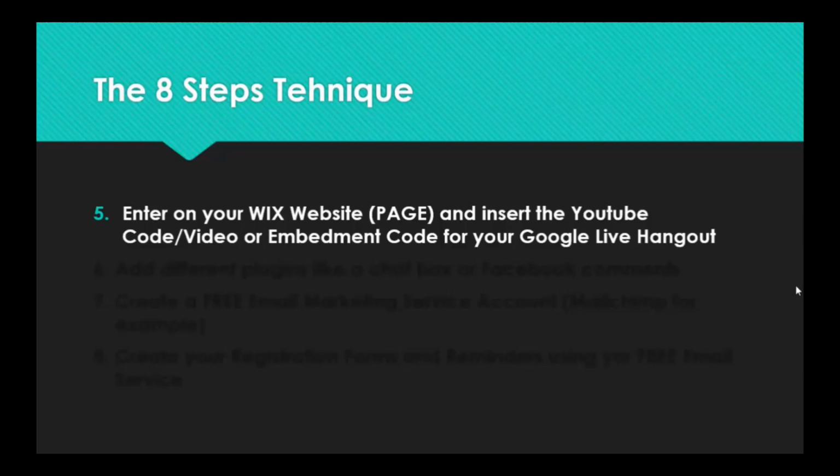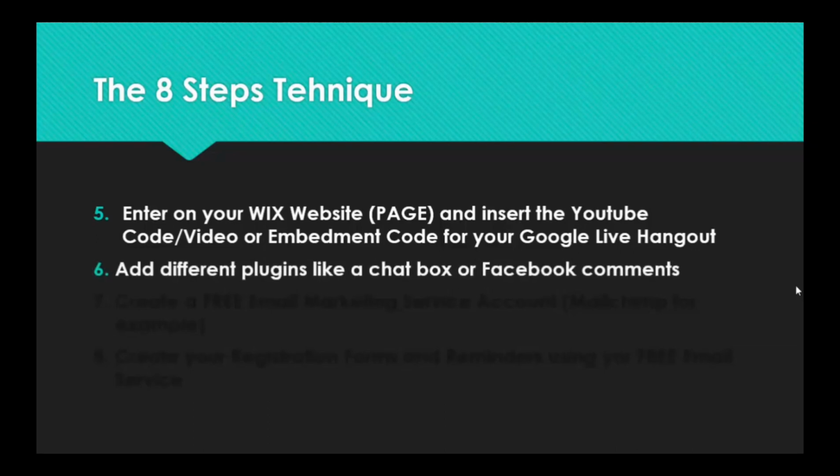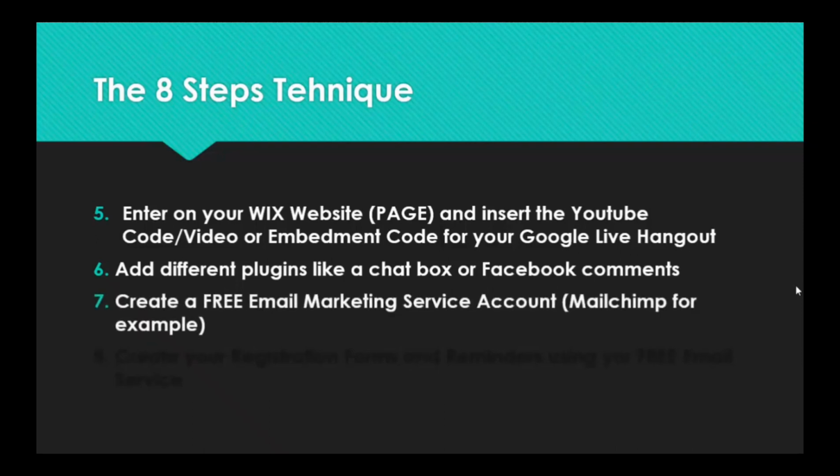You insert the YouTube video code or embedment code for your Google Live Hangout there on your page, wherever you want the video to appear, okay, the actual webinar to appear on the page. You can add different plugins there, like a chat box or like Facebook comments to that page if you want to, and I will show you an example for that.